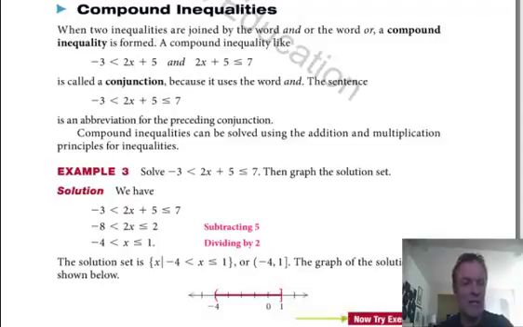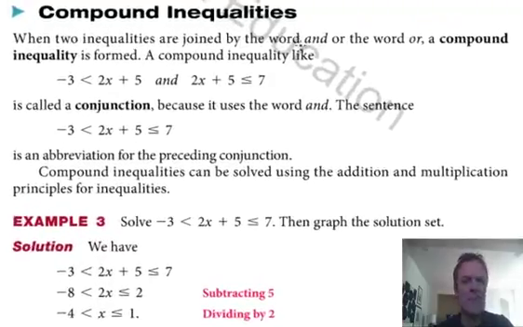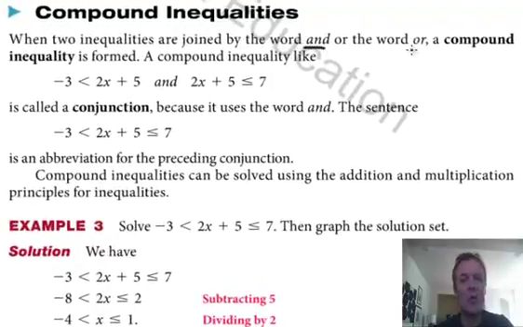Compound inequalities. Now we're either going to deal with situations where we have an "and" or an "or". Let's do an "and". Let's have a look at these two.